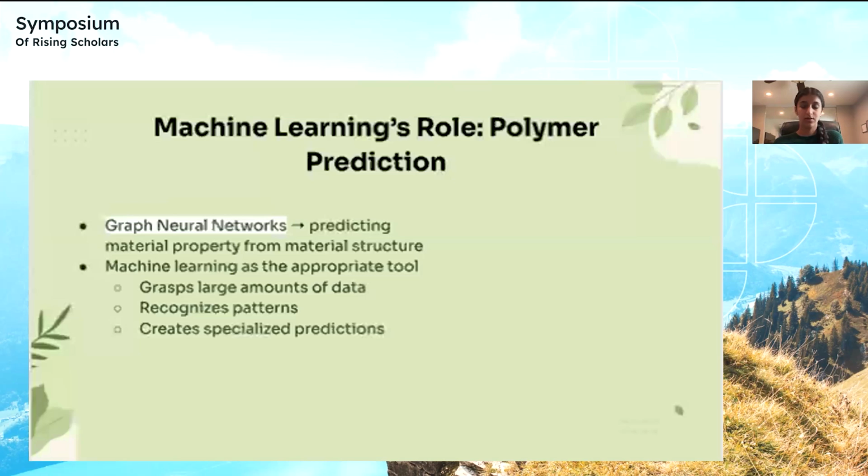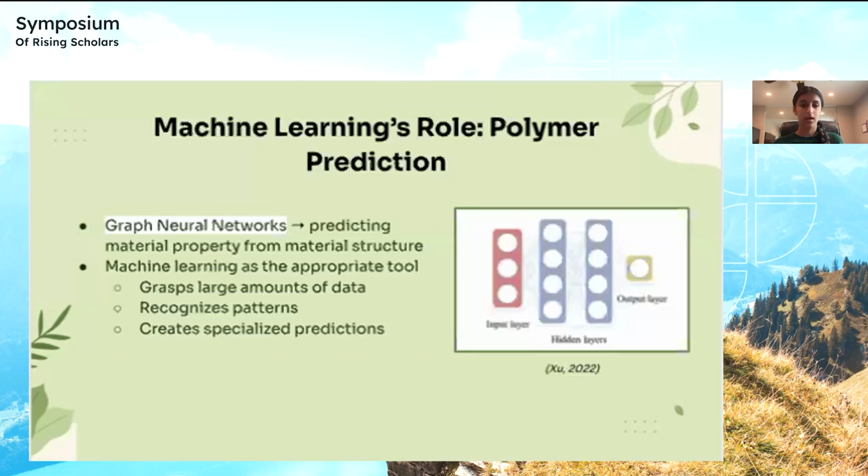So, how can machine learning help with this issue? Well, we can use machine learning to predict a new polymer that is possibly more sustainable. Machine learning uses graph neural networks, which is depicted on the right, where you can see that an output is predicted when it is fed an input. Machine learning is a game changer.